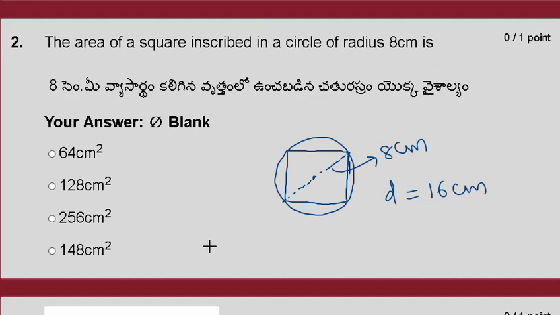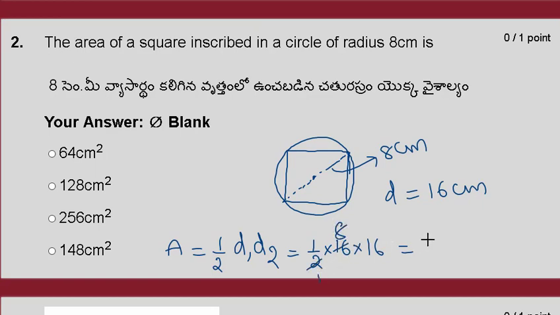We can consider the square also as a rhombus. So in this case, the area of the square is equal to the area of the rhombus, that is half times d1 times d2. Here both the diagonals are equal. So we can write this is equal to half times 16 times 16, which is 2 times 8, cross out. 8 times 16 is 128. 128 centimeters square. This is the area of the square. So 128 centimeter square is the answer.